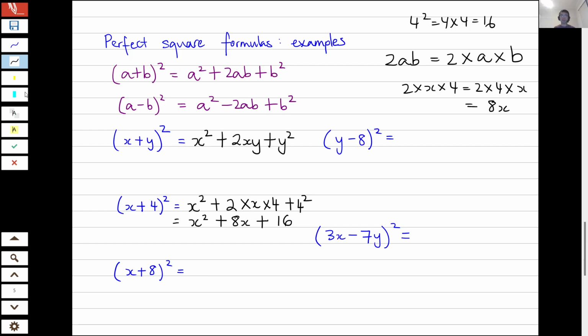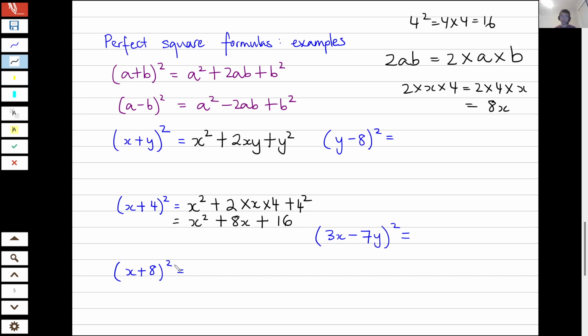So I want you to notice, here I started with 4, and then I doubled it, because I have the number 2 in my formula. So my middle term is 2 times x times 4, giving me 8x.